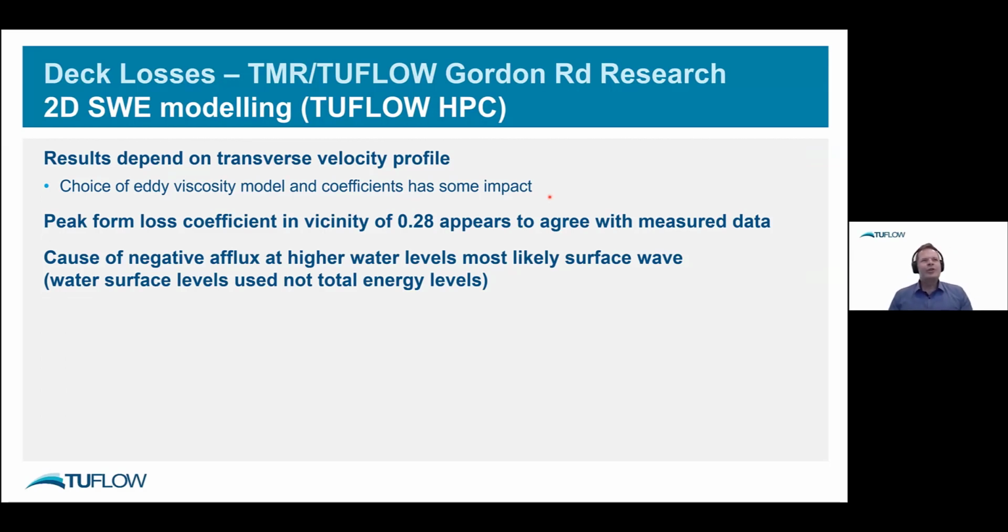The results can depend a little bit on transverse velocity profile, which is in turn dependent on your choice of eddy viscosity model. So there is some sensitivity to that. But in general, as I said, the peak form loss coefficient of 0.28 pretty much agrees with the measured data. And the negative afflux at higher water levels is most likely surface wave features of the 2D solver, whereas the total energy gives you the right result.